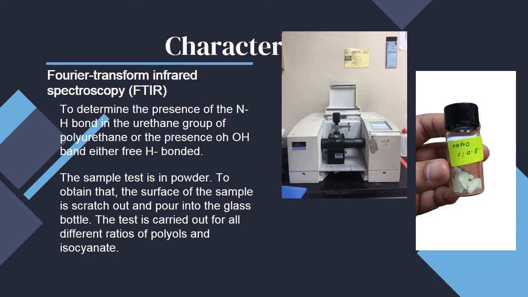First characterization is FTIR. FTIR determines the presence of the NH bond in the urethane group of the polyurethane and the presence of the OH band, either free or H-bonded. The sample tested is in powder form. To obtain that, the surface of the sample is scratched out and poured into a glass bottle as you can see in the picture, and the test is carried out for all the different ratios of polyol and isocyanate.